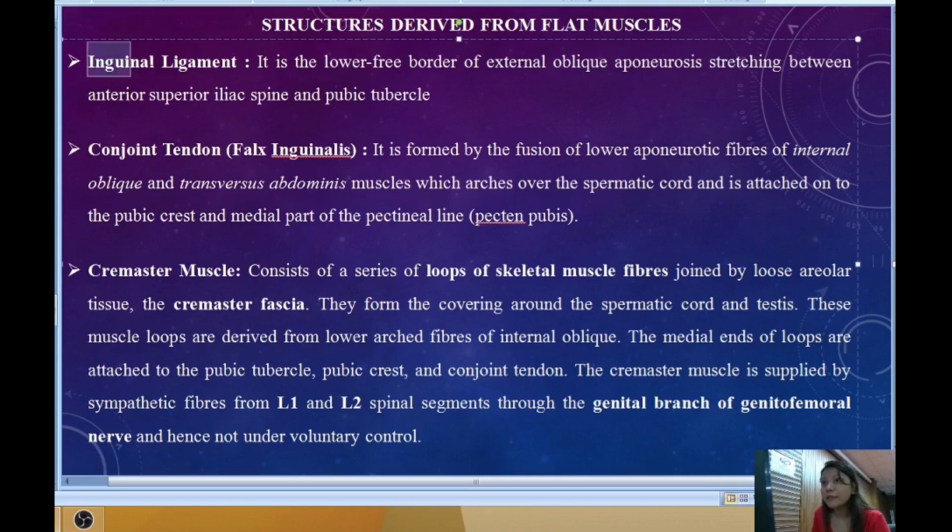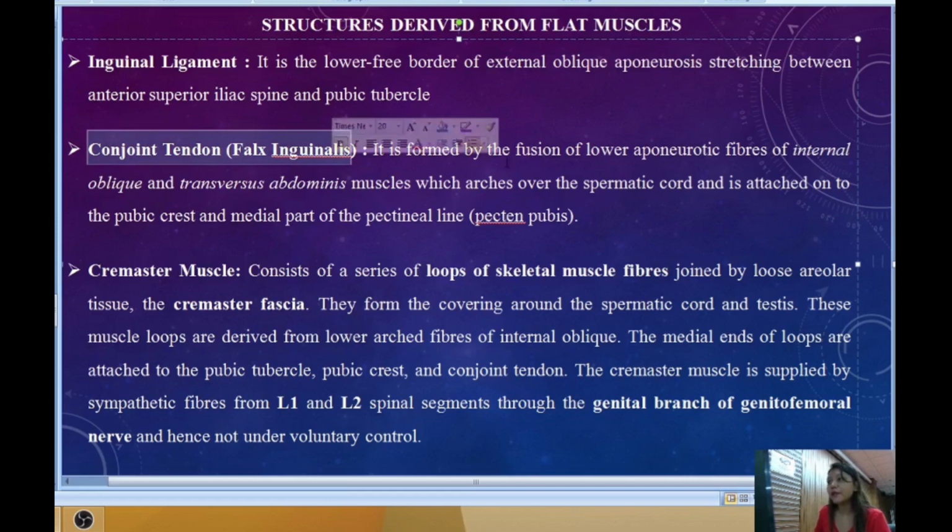Anybody tell me, inguinal ligament is derived from? External oblique aponeurosis. Very good. It is the lower free border of external oblique, not muscle. You have to say external oblique aponeurosis. Don't tell muscle, you tell aponeurosis. So it is the lower free border of the external oblique aponeurosis.